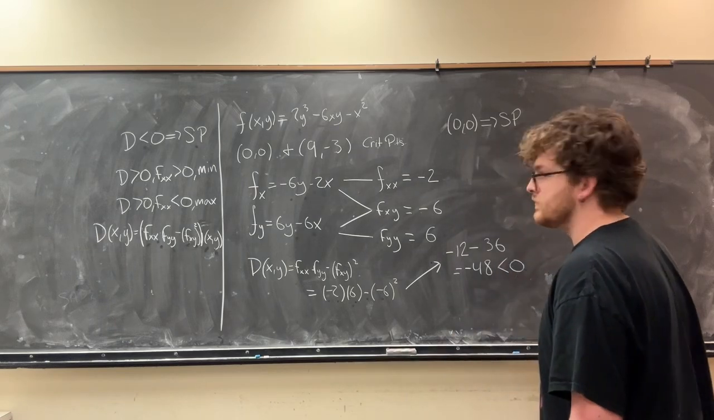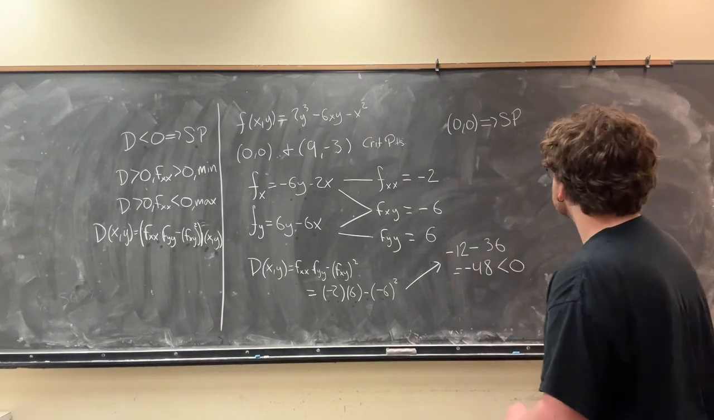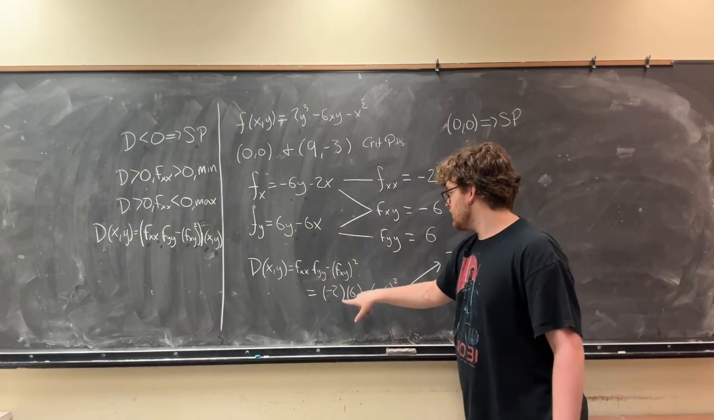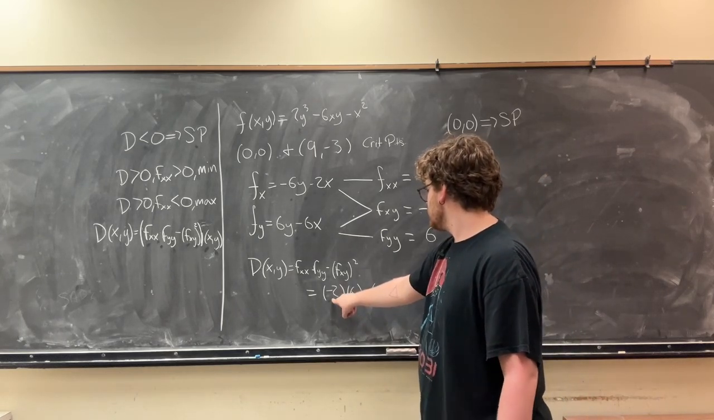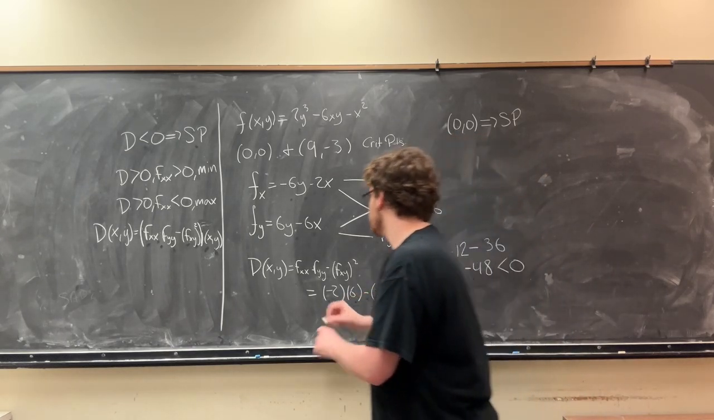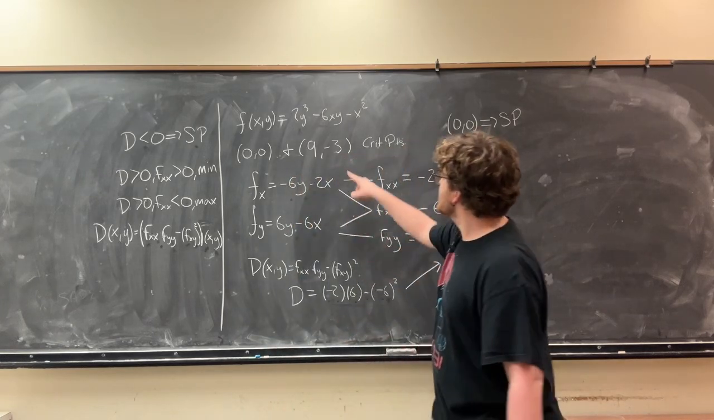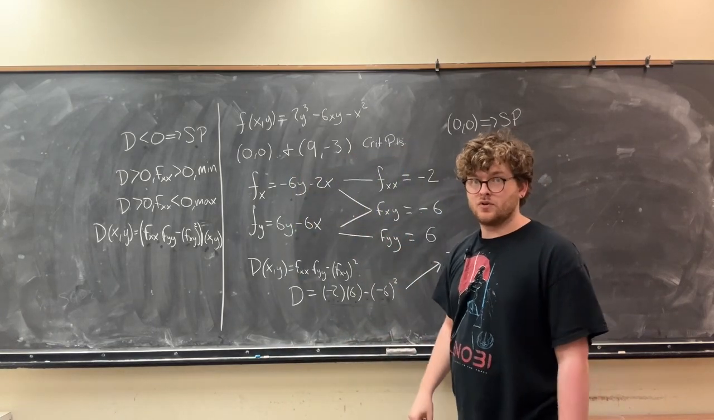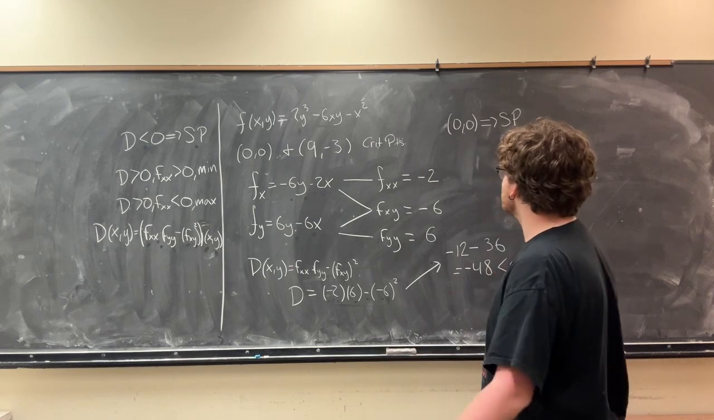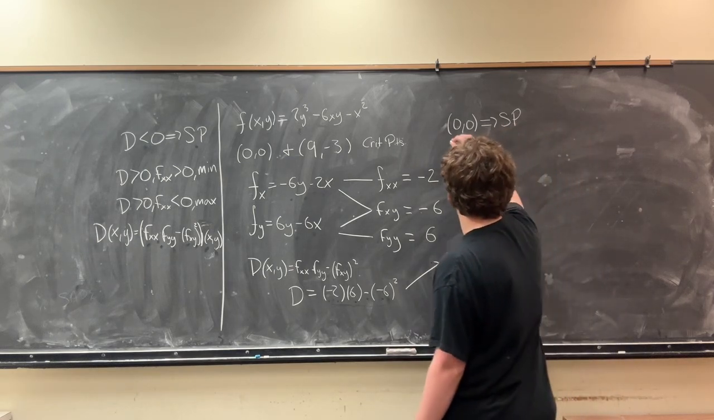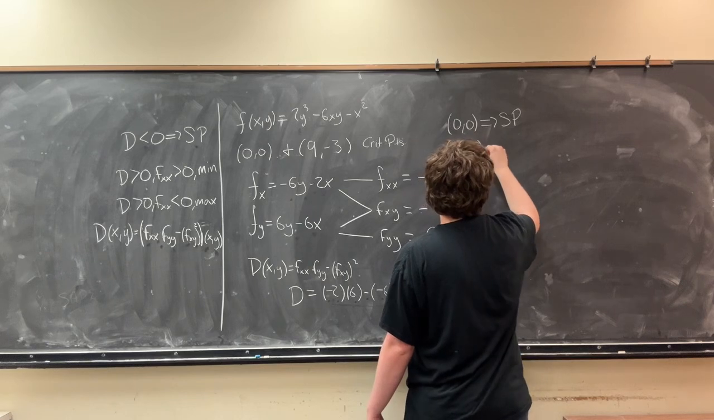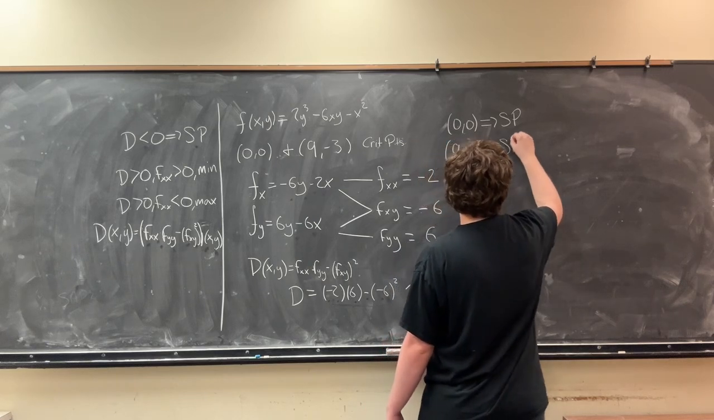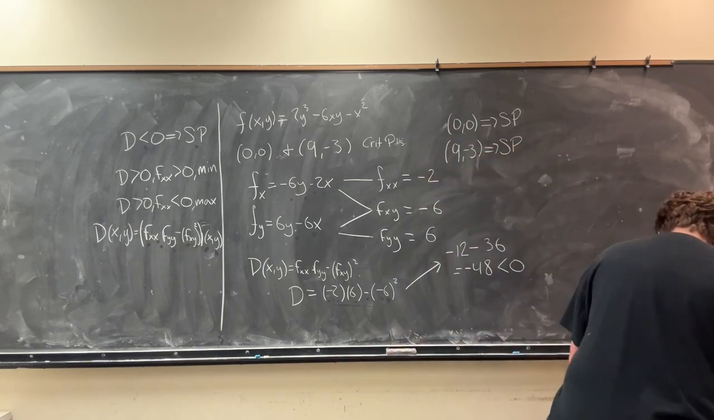Cool. Also, since there is no x and y in our D test evaluation, right? So there's no x or y in D. That means that this is also a saddle point, or that every critical point is a saddle point. Cool. So we also get that (9, -3) is a saddle point.